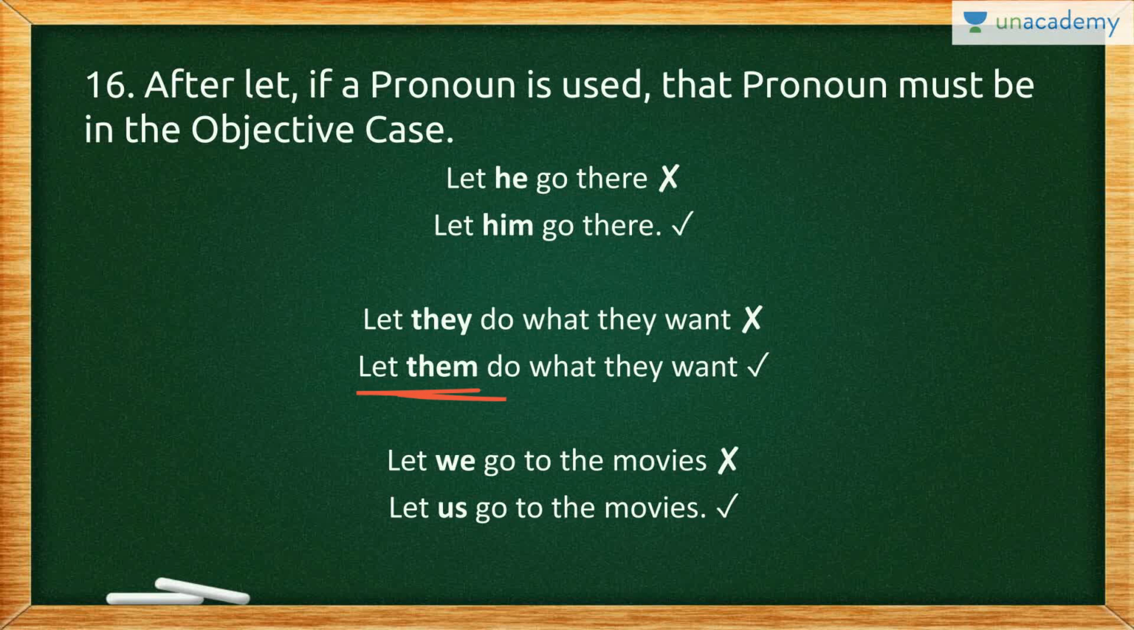Let we go to the movies. Now you never say let we do that or let we go outside. You always say let us go outside. So similarly, let us go to the movies because us is the objective case of we.